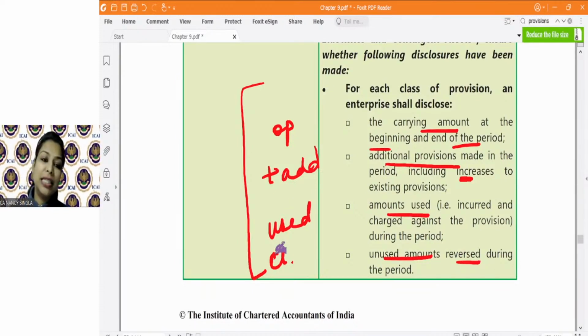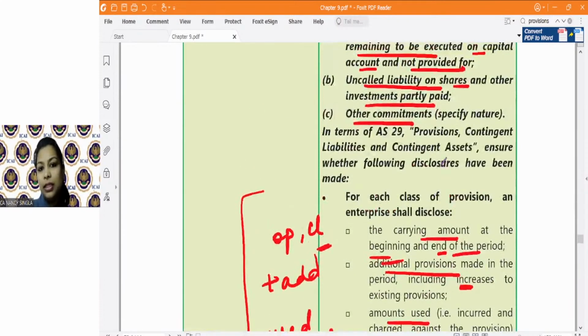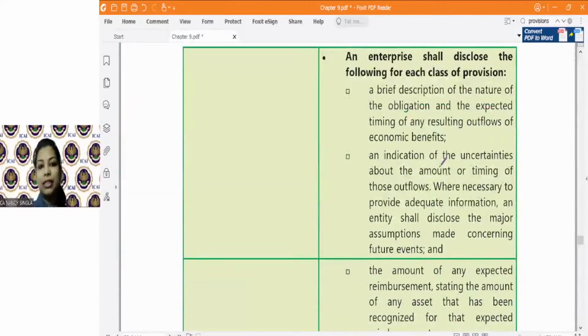So basically this is saying reversals. Just a minute, reversals. And opening and closing is mentioned here. Beginning and at the end of the period. Clear? Is it clear? So Anuradha, which point is not clear? Please specify it. ठीक है?